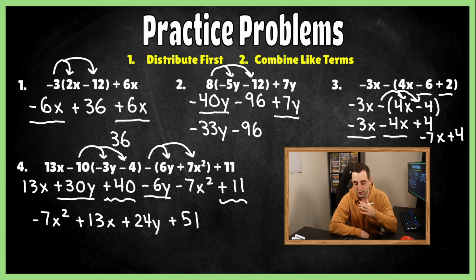So hopefully you went 4 for 4 in simplifying expressions when it comes to the distributive property and combining like terms.